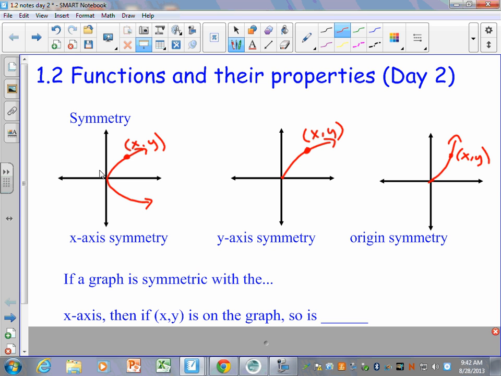And for every x, y, you have x, negative y.